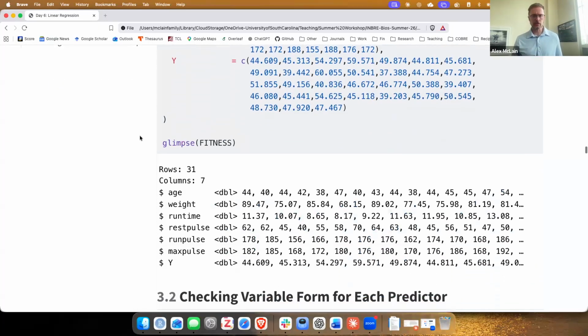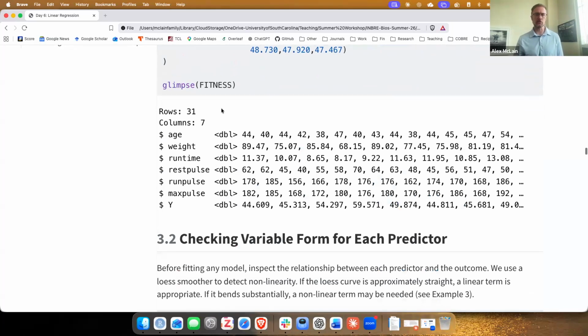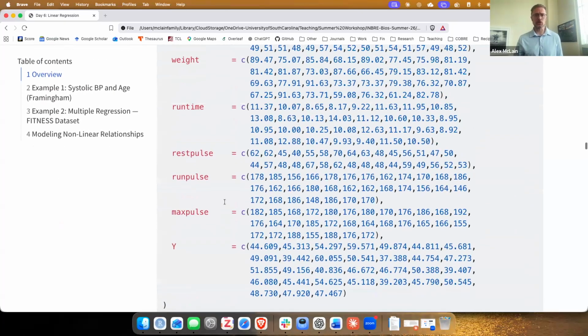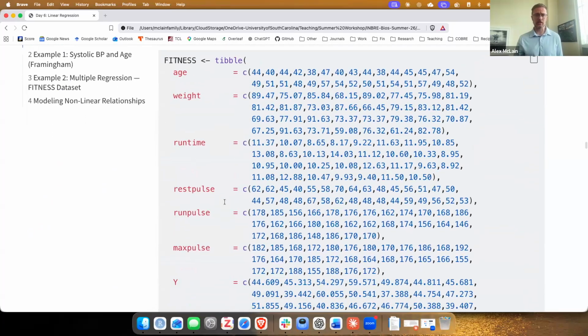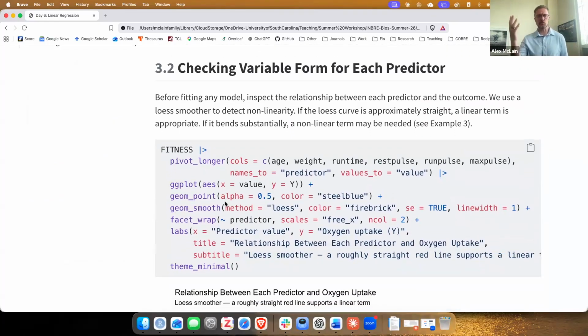All right, so reading this in using the glimpse function, one we haven't used yet, but it's similar to the str that we used. It tells us something about our variables here. These are all numeric variables. Nothing here is categorical or should be categorical, so we're just going to keep everything as continuous. The first thing, similar to before, I want to check the variable form for each predictor. This is always the first thing I want to do. I want to look at a scatter plot of the data, similar to what we did with age and systolic blood pressure. This is going to give me a lot of information.